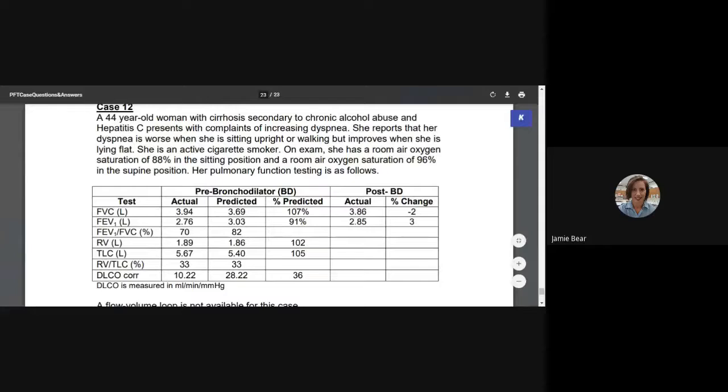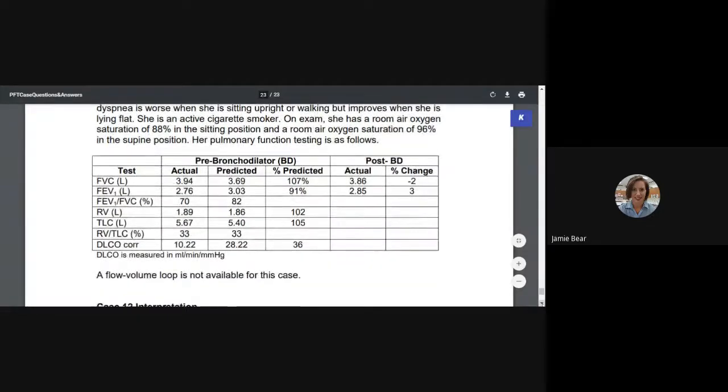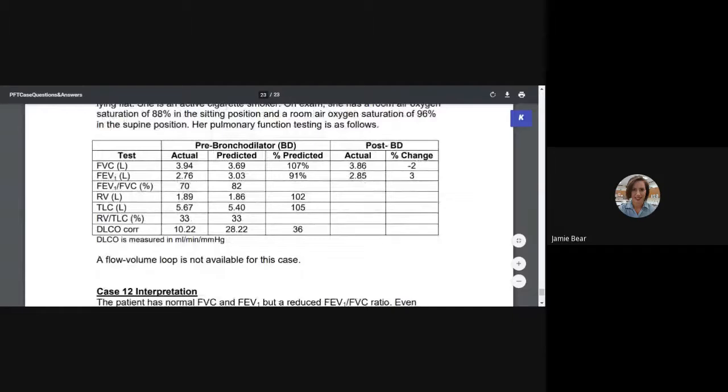She is an active cigarette smoker. On exam, she has a room air sat of 88 in the sitting position and a room air sat of 96% in the supine position. So that's opposite of what we usually think. So this is an example of platypnea. Her PFTs are as follows: 107%, 91%, and 70%. Then you look at her volumes and capacities, and they're just fine, but she has a really reduced diffusion capacity.